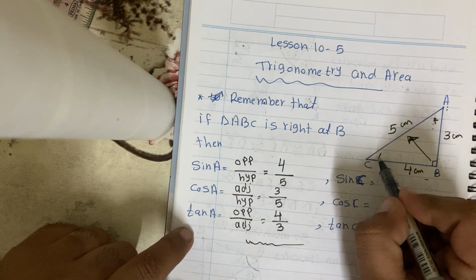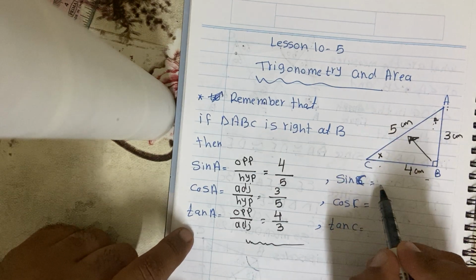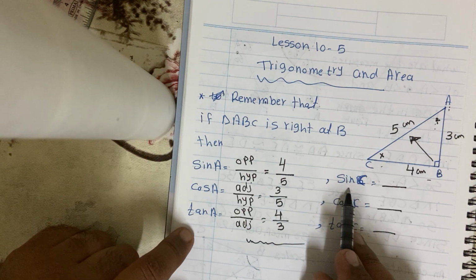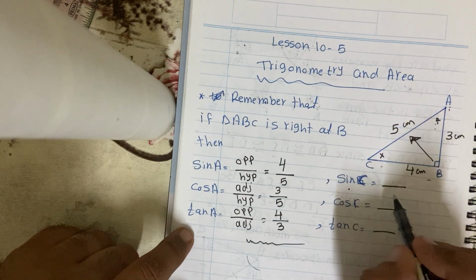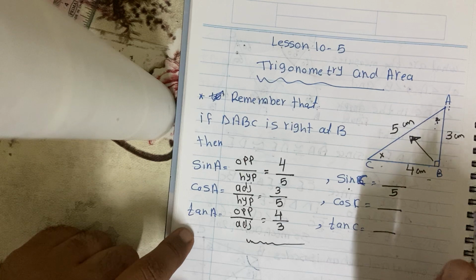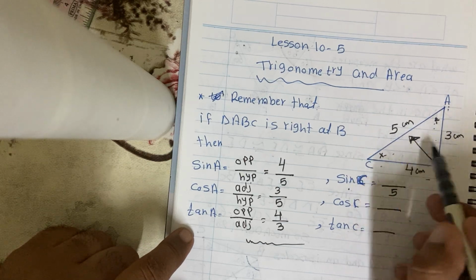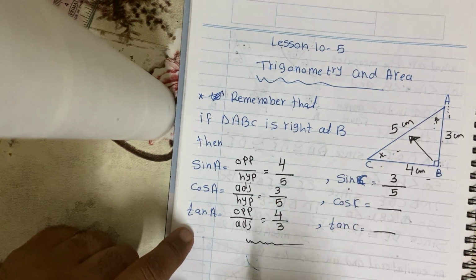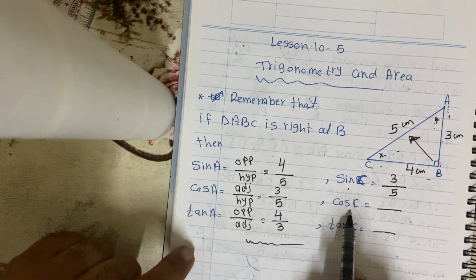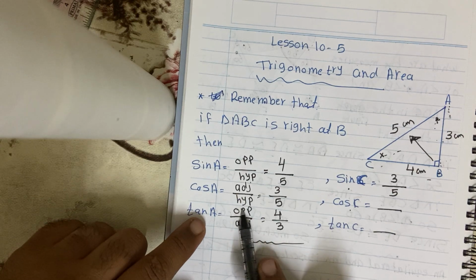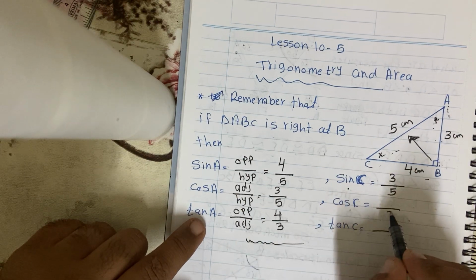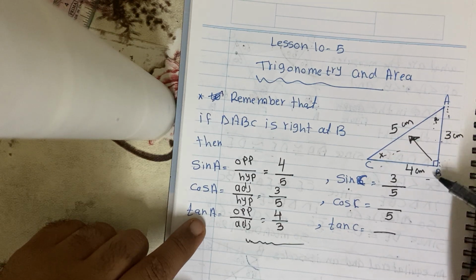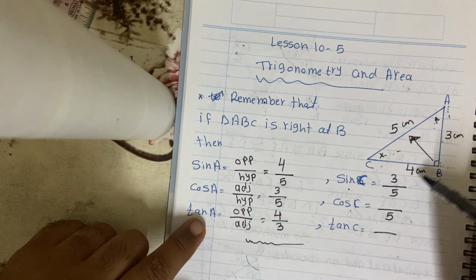What about if I need to find sine C or cosine C or tan C? Sine is opposite over hypotenuse. The hypotenuse is the same, 5. The opposite to the angle C is the side AB. So it will be 3. Cosine C. Cosine is adjacent over hypotenuse. Hypotenuse is the same, 5. Adjacent to the angle C is the side BC, which is 4.